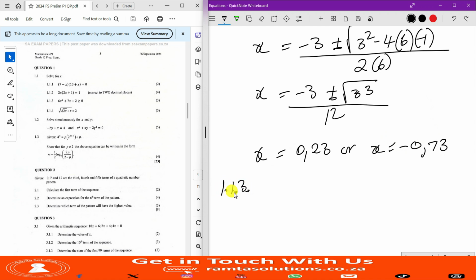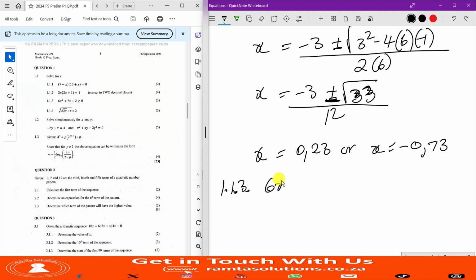Remember guys, here you start with -3 plus square root of 33, all over 12, and then you proceed to -3 minus square root of 33 over 12. These will give you the answers.